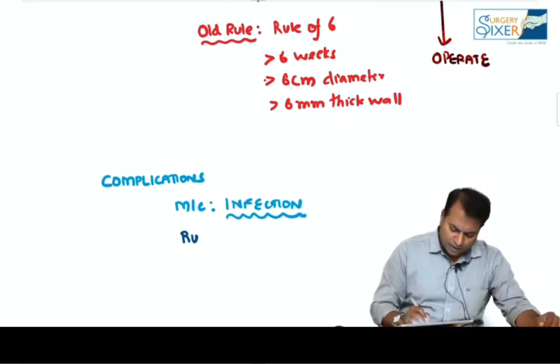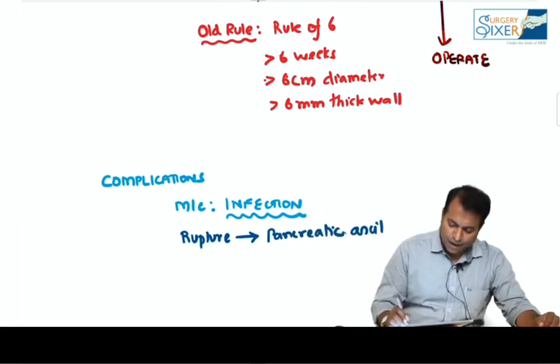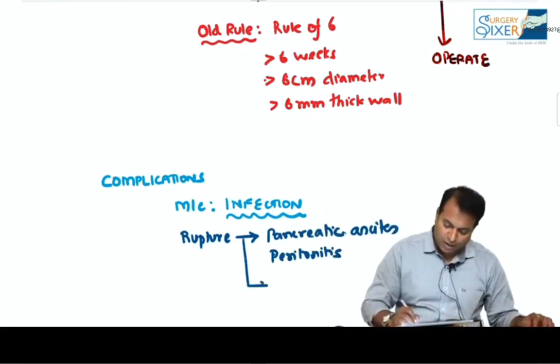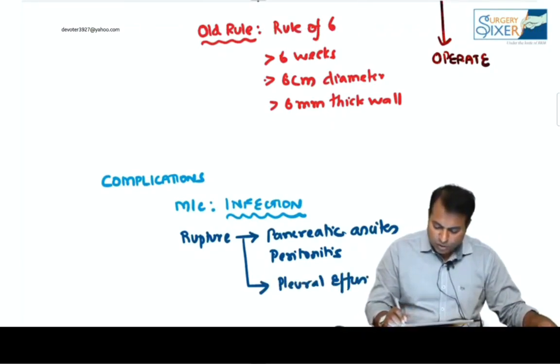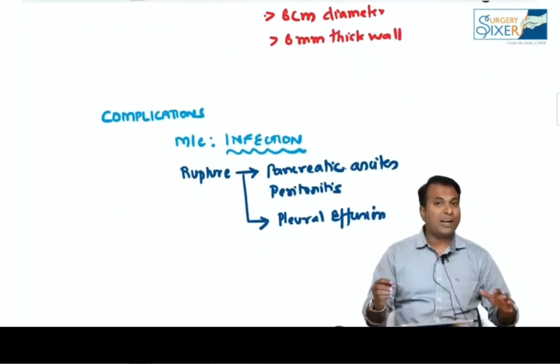Other complications are rupture. It can rupture into the abdominal cavity and cause pancreatic ascites, or it can cause peritonitis features if it is an infected rupture. If it ruptures into the thoracic cavity, it causes pleural effusion, also known as pancreatico-pleural effusion, and the pleural effusion fluid will have a high amount of amylase.